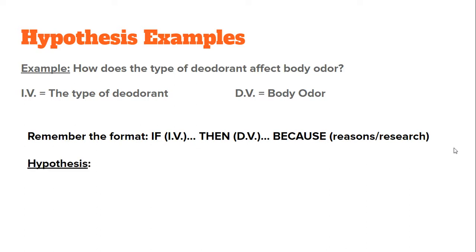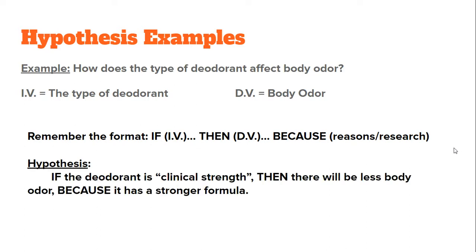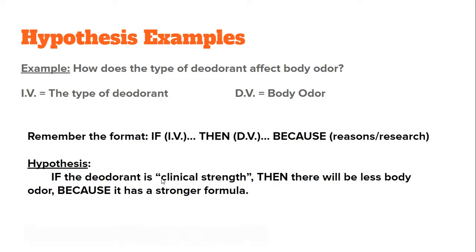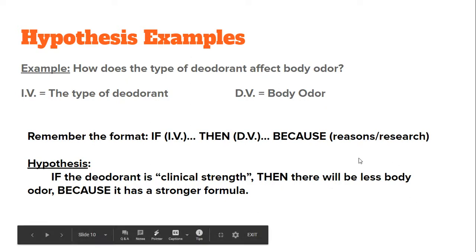My example, if the deodorant is clinical strength, then there will be less body odor because it has a stronger formula. So here I make some sort of a statement about the independent variable, in this case a type of deodorant. This could be a brand. If the deodorant is Speed Stick, if the deodorant is Secret, then what would happen to that body odor? What would we expect? And then why?